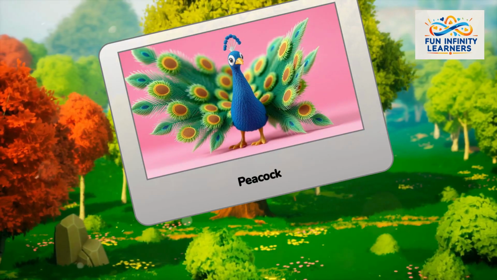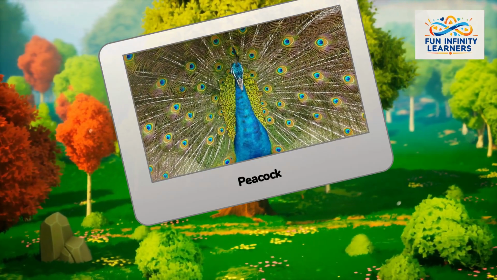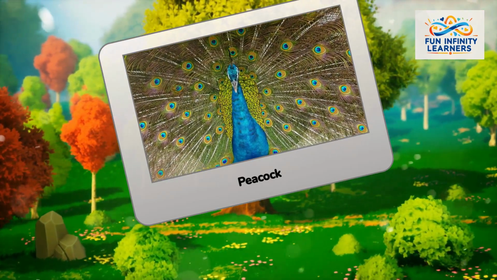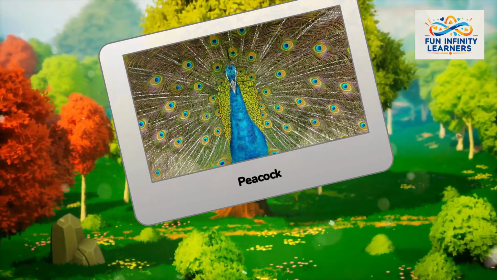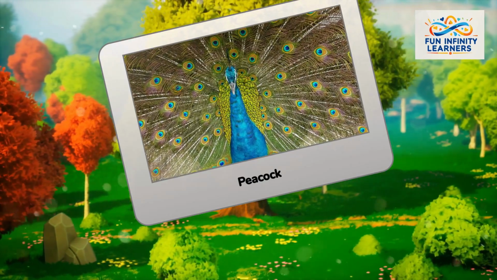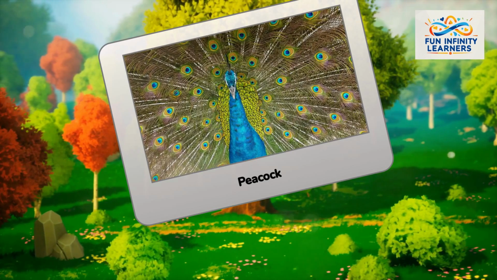This is a peacock. P-E-A-C-O-C-K. Peacock. This is a peacock.